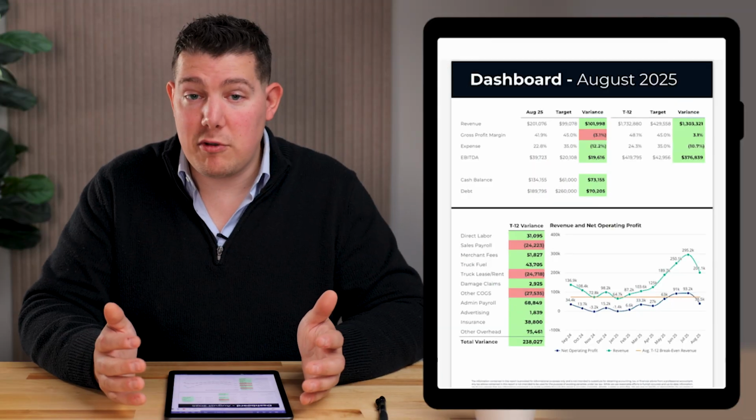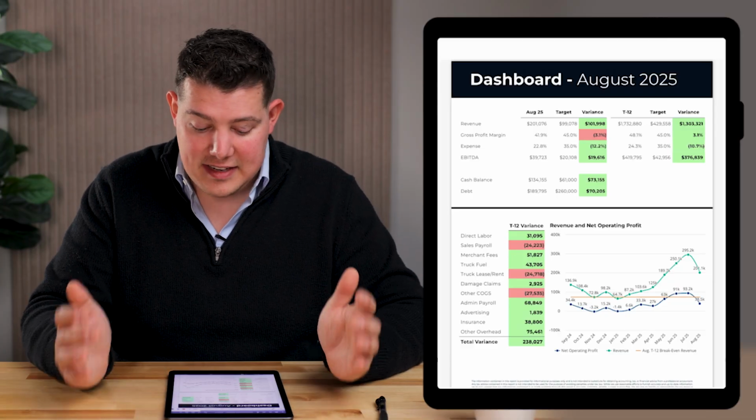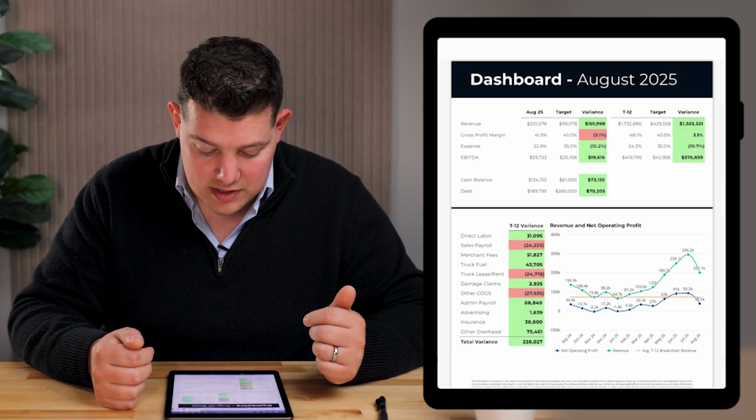If bookkeeping is the solution you're looking for, this will show you exactly what you're going to get every month from that bookkeeping deliverable. The first statement we always want to look at is the dashboard. Anytime we're doing an analysis, this is the first thing we review.